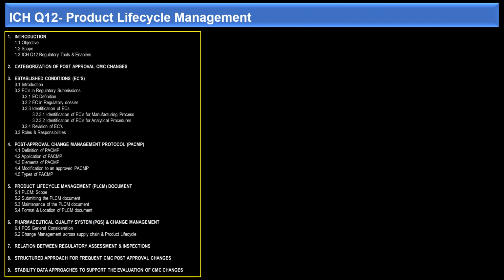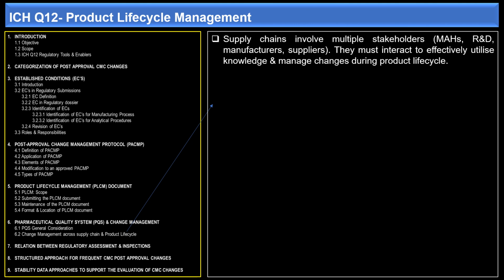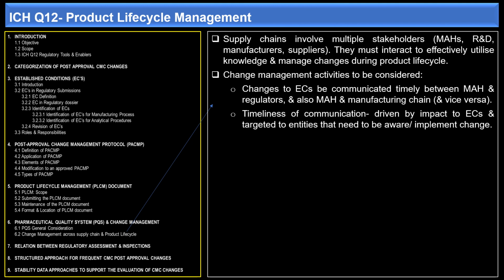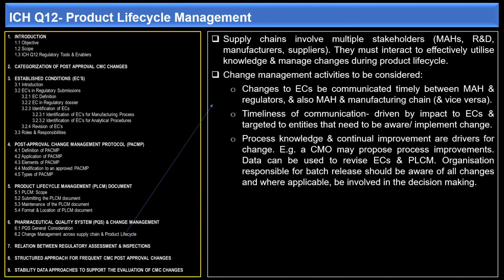The change management across the supply chain. The supply chain involves multiple stakeholders, generally the authorization holders, R&Ds, manufacturers, suppliers, etc. They must interact to effectively utilize the knowledge and manage change during the product life cycle. Changes to the ECs should be communicated in a timely manner between the authorization holders and the regulators, as well as between the manufacturing chain. Timeliness of the communication should be driven by the impact to the ECs and targeted to entities that need to be aware and implement the change.